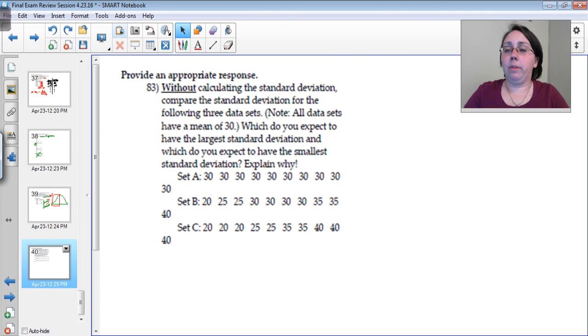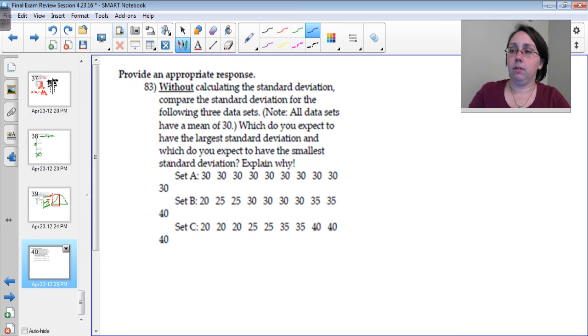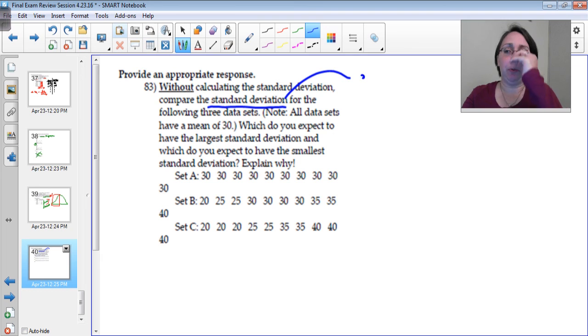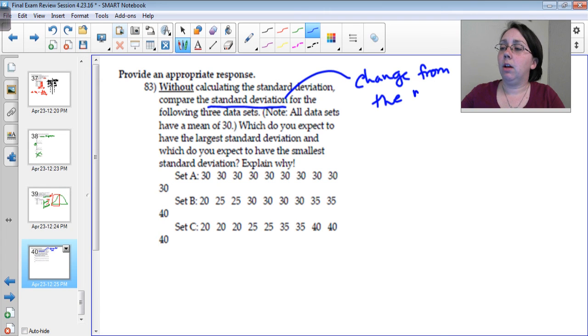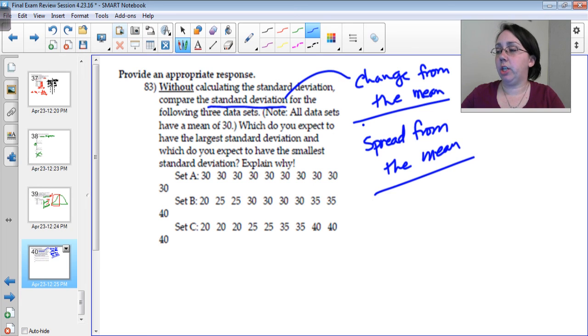All right. Without calculating the standard deviation, compare the standard deviation for the following 3 data sets. What does standard deviation describe? Kind of change. We could call it change. That's what it really is, the change from the mean. A more common term would be the spread from the mean, or the variation from the mean.